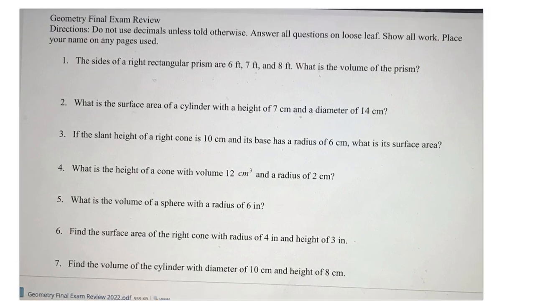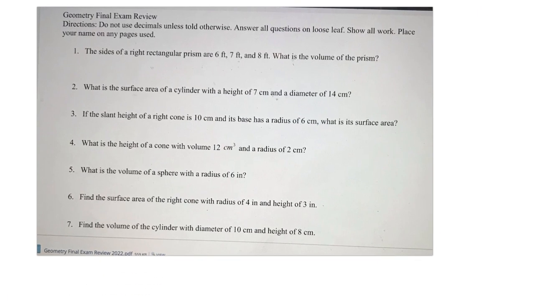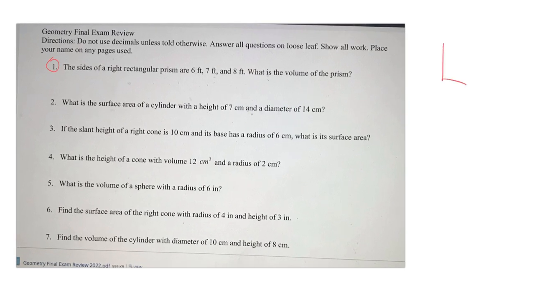Okay, so problem number one: the sides of a right rectangular prism are 6, 7, 8. What's the volume of the prism? So the prism sort of looks like this, right? Maybe not drawn to scale though. Let's call this 6, let's call that 7, let's call that 8.